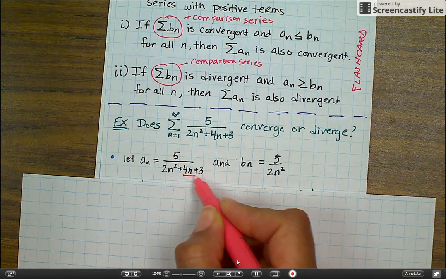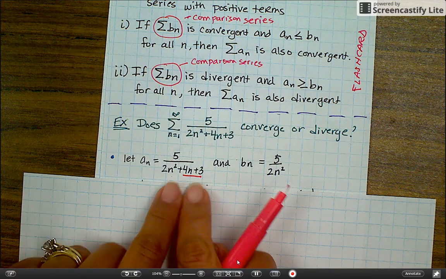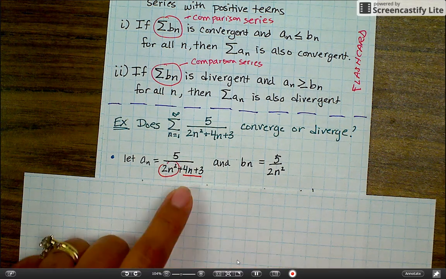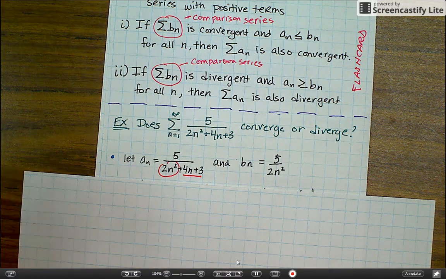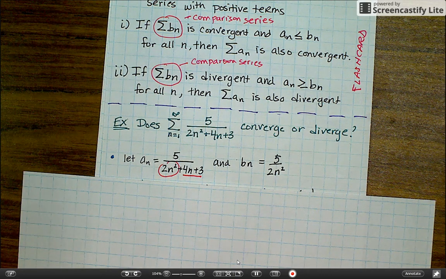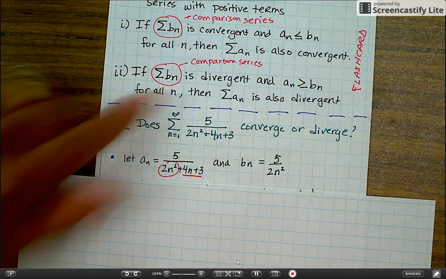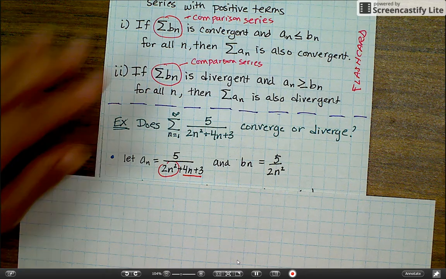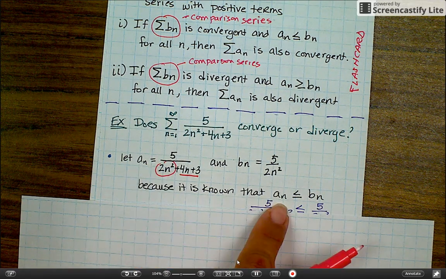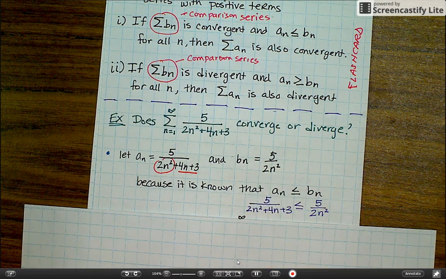Now, what happens to this part of the expression? Well, if I add anything on to my 2n squared, what's going to happen to my denominator? It is going to get bigger. So if it's going to get bigger, that means the overall fraction value is going to get smaller. So therefore, I know that An is going to be less than all of my Bns.